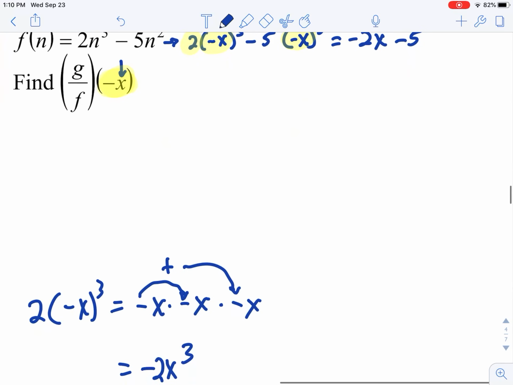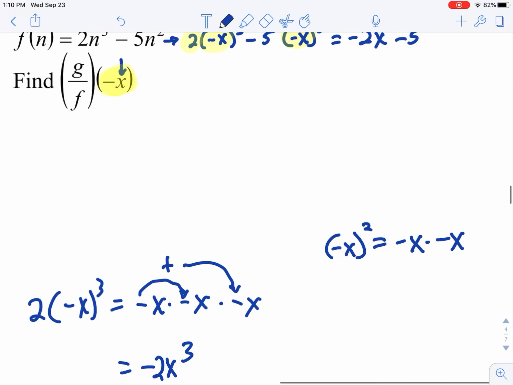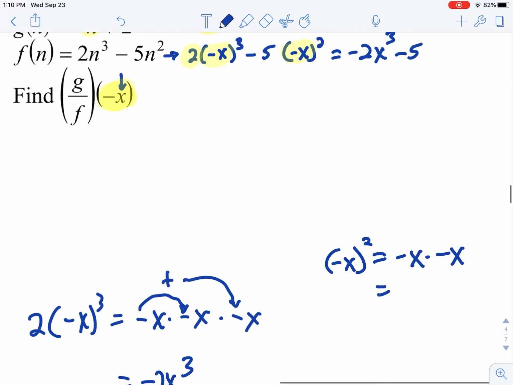So -2x cubed minus 5 times -x squared. Let's talk about -x squared. When you square something, you multiply it by itself. -x times -x. Two negatives when you multiply make a positive, so that just becomes positive x squared. So this -x squared actually turns into a positive x squared. That negative is from right there. It just carried over.